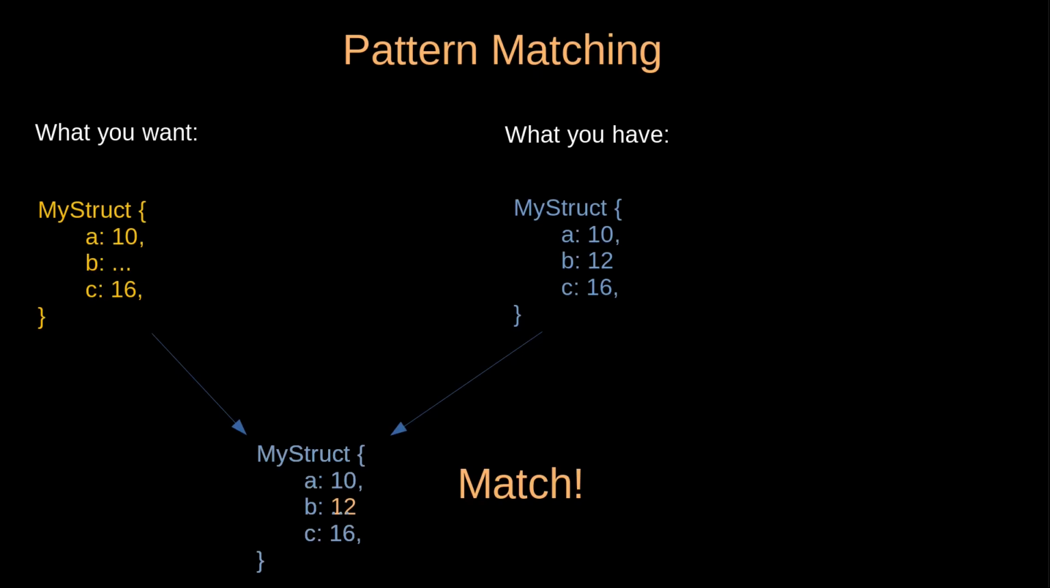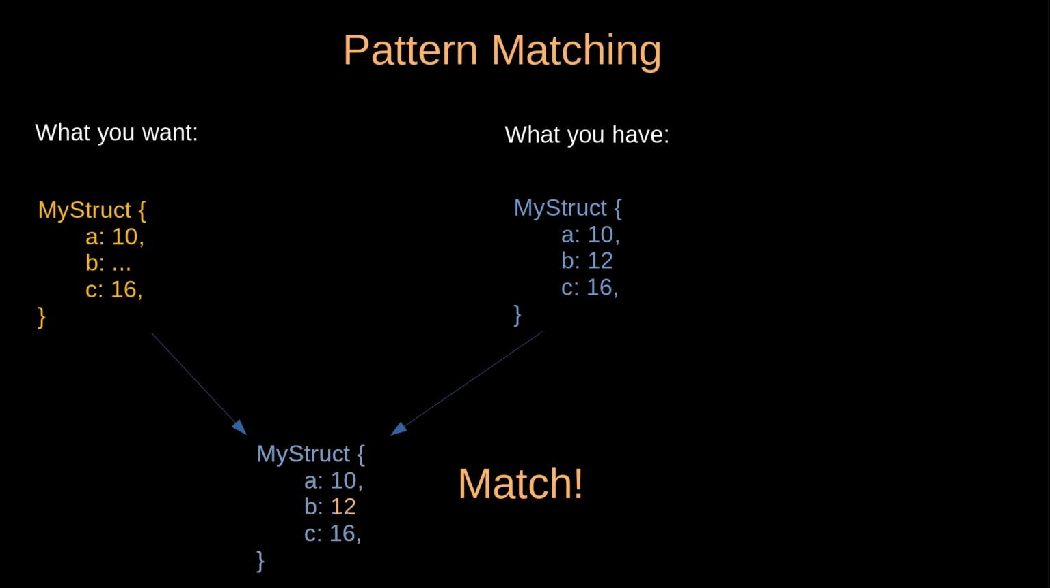So what pattern matching allows us to do is, rather than explicitly stating each condition that we want, we can simply say, here's the struct that we want, and here's the struct that we have. You put them together and see if they make a match. In this case, what we want is A equal to 10. We don't care about the value of B, and we want C equal to 16. And what we have is A equal to 10, B equal to 12, and C equal to 16. If we overlay them as a pattern, we see that A and C are a match, and B we don't care about, so it is also a match. This way our code is much more expressive and easier to read and understand.